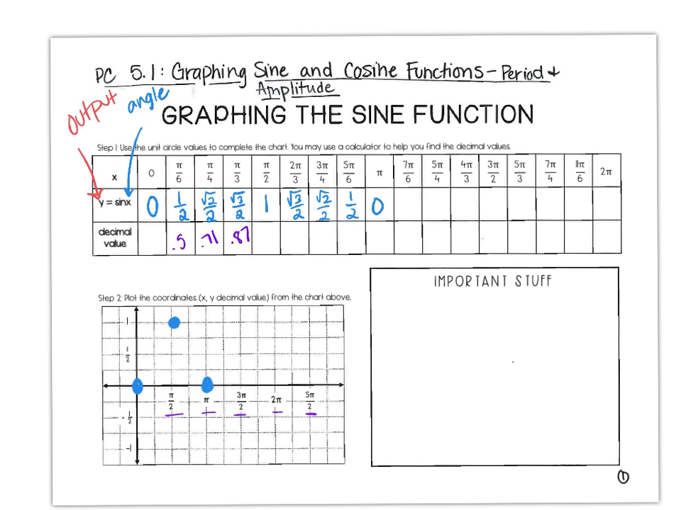So then what do you think is going to happen? If you keep tracing your circle, you're going to go into a negative. Remember, sine is negative in quadrants 3 and 4. We're going to see this happen also as we continue to put in our values of the sine function.